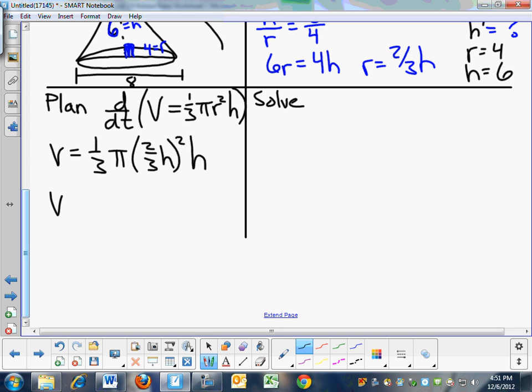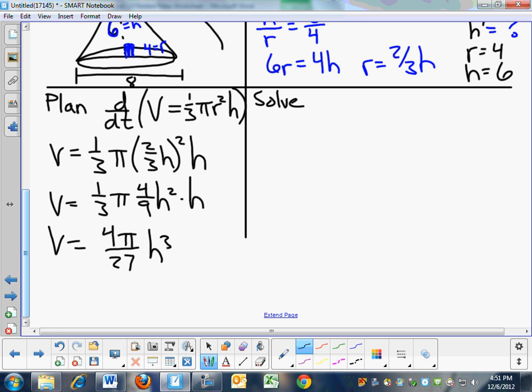Work that out a little bit more. Volume equals 1 over 3 pi. 2 over 3 squared is 4 over 9. I have h squared times h. Finally, volume is equal to 4 pi over 27 h to the third. Great, now I've got a volume formula that's strictly in terms of the height. Well, let's solve it. Take the derivative with respect to time of the volume equals the derivative with respect to time.